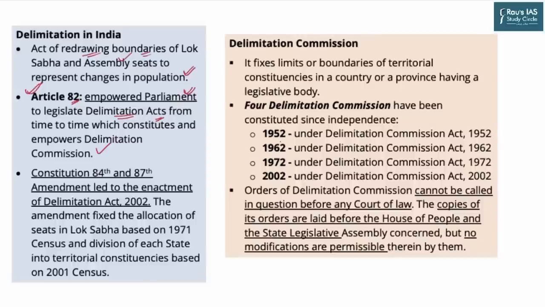Under Constitutional Amendments 84 and 87, a separate Delimitation Act was created in 2002. Similarly, it was created three times in the past also. But as we have said, most of the time the delimitation exercise is based on population as an important parameter. And that is the reason why the populous states are getting benefit and the less populated states are at a disadvantage in this commission's report. The Delimitation Commission, which is created under this act, fixes the limit or the boundaries of the territorial constituency. That is, outside this constituency, people will not be able to vote for that constituency's candidate. It is a single exercise for the entire nation. A separate Delimitation Commission for a specific state is created only under certain conditions.